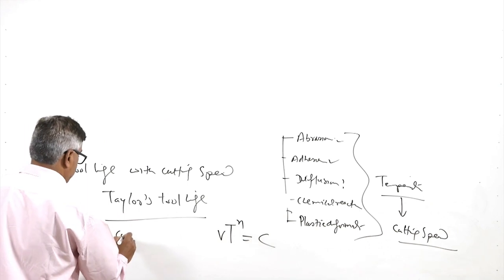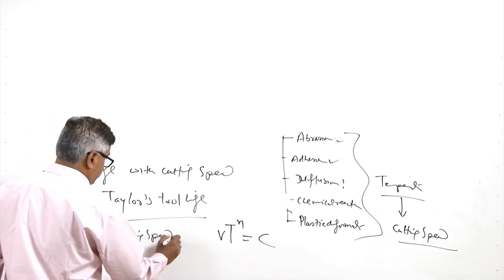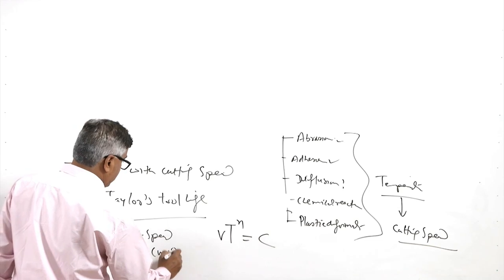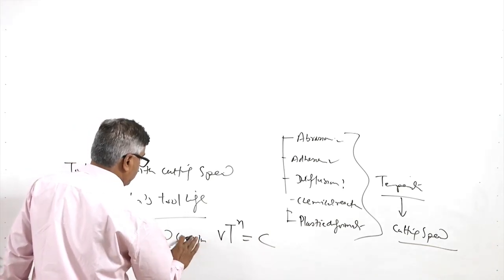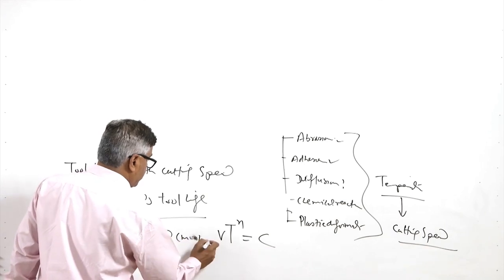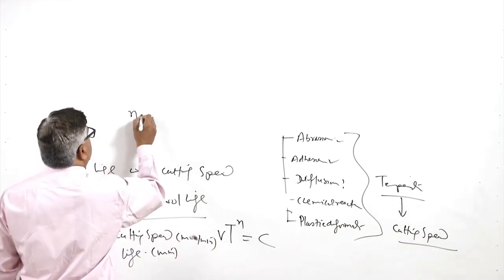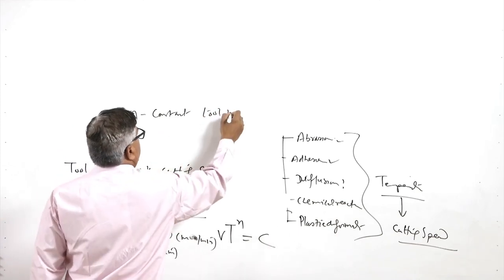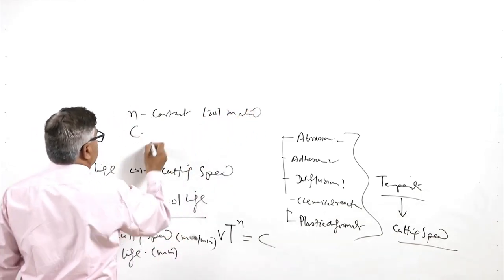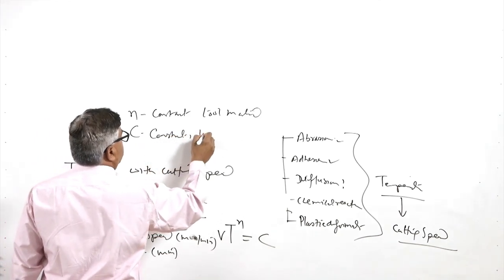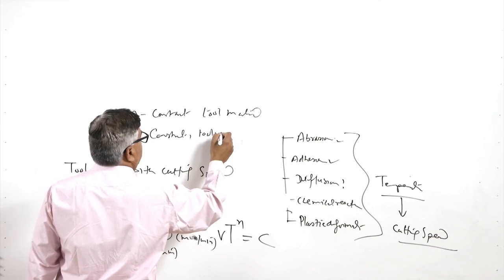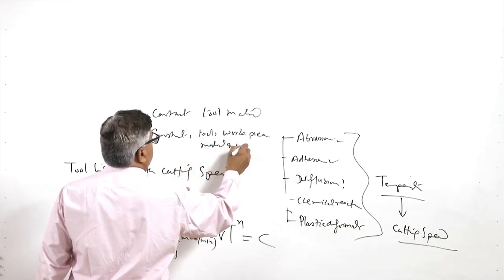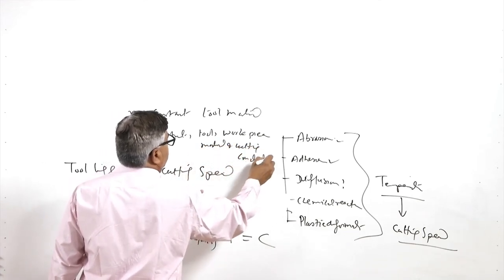V is the cutting speed, normally in meters per minute, T is the tool life in minutes, while the other two factors are: n is a constant which depends upon the tool material, while C is another constant which depends upon the tool material, workpiece material and the cutting conditions which are being used.